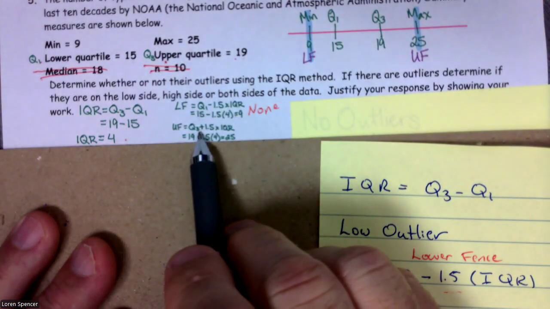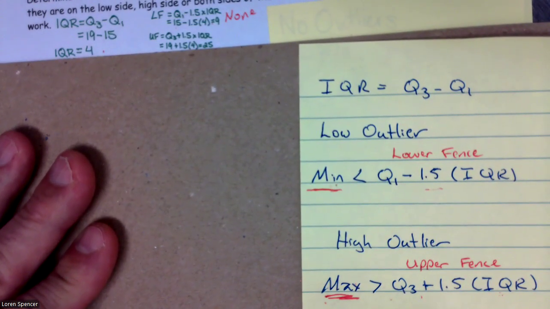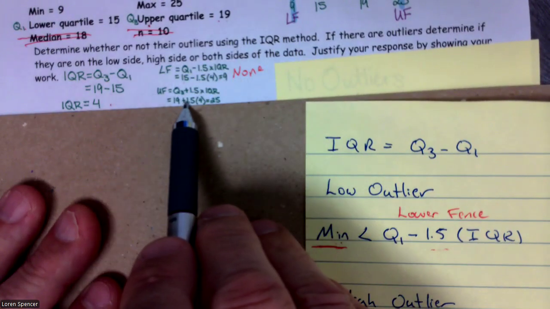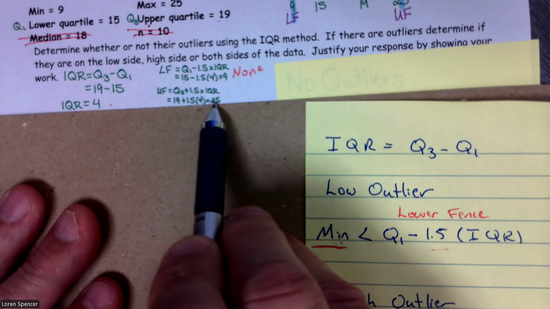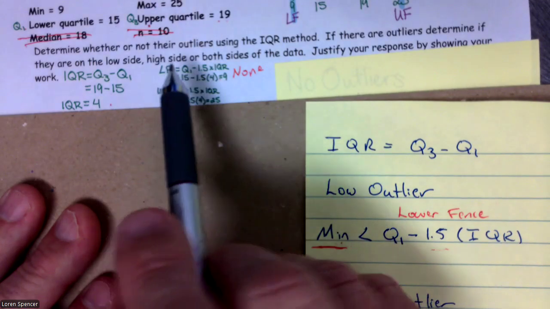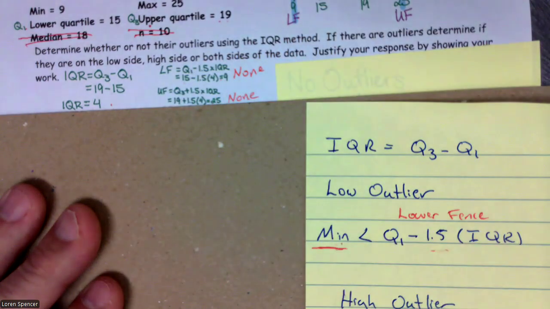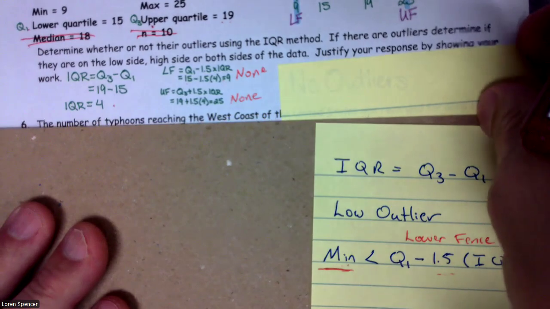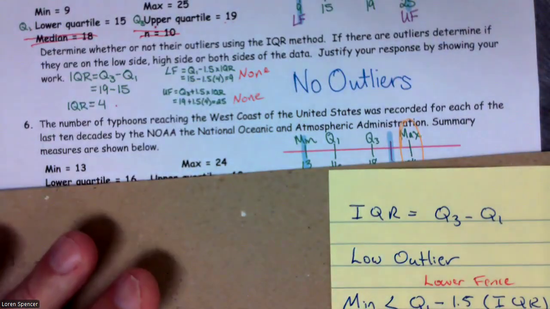Then on the high side, we have to go to our upper fence, which is Q3 plus 1.5 IQR. Well, Q3 is 19. 19 plus 1.5 times 4 equals 25. So if we have a max value greater than 25, then we have outliers on the high side. Well, we have exactly the same value. Exactly the same value means we have no outliers on the high side. So in this case, we have none on the low side, none on the high side. That means we have no outliers in this data set. So our answer to this first question is none.